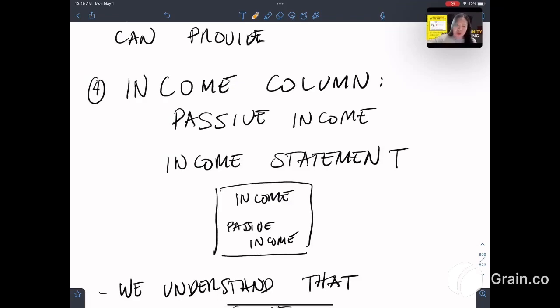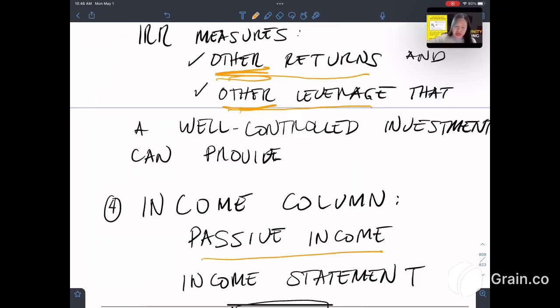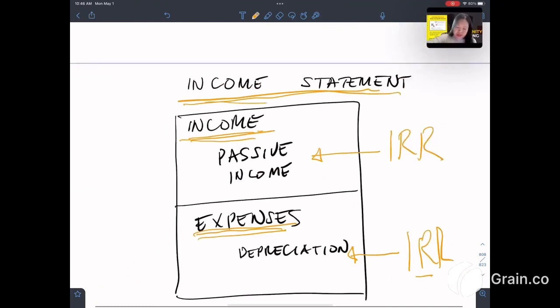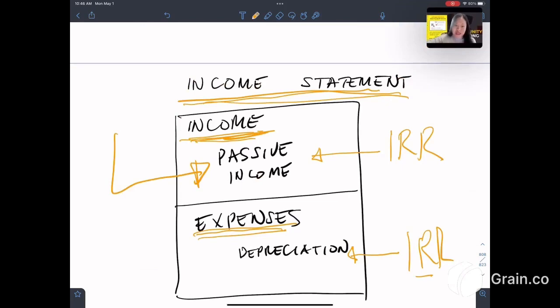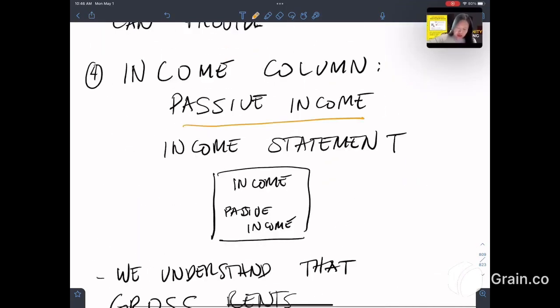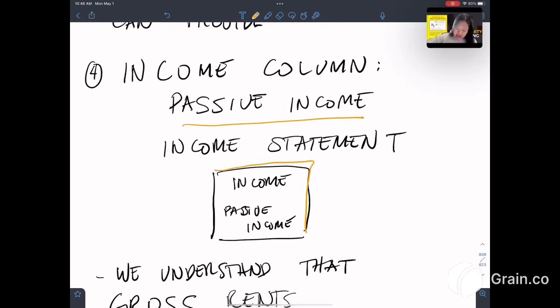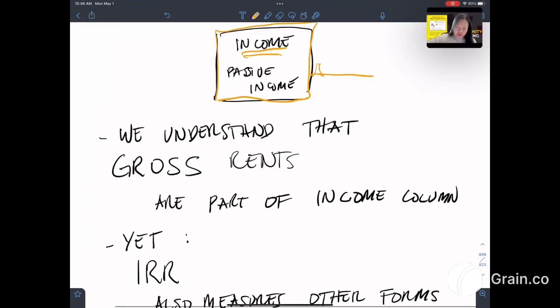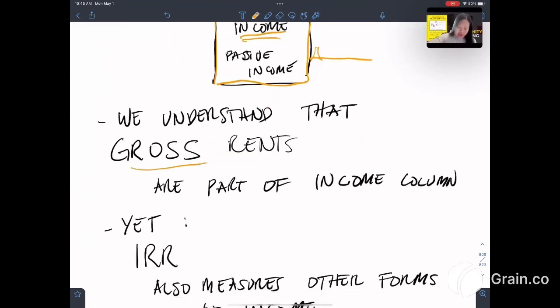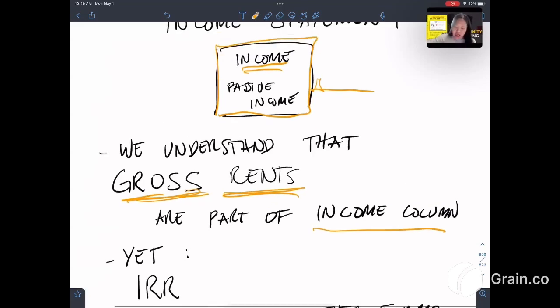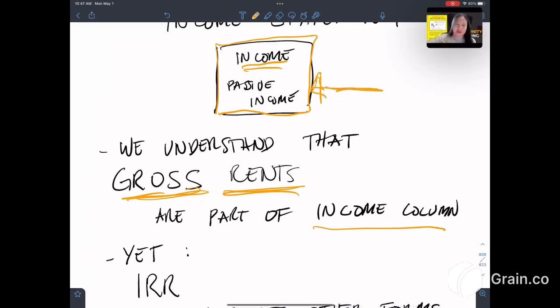If we remember, on the income column, we have the passive income. So going back, this is the income statement. We have the income, and we're going to be discussing passive income. Again, under the income column, we have the passive income. For internal rate of return, we understand that the gross rents, meaning all the rents without any deduction of our expenses, they're all gross first. Gross rents are part of the income column.